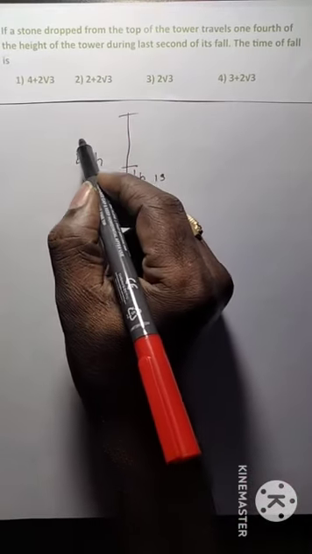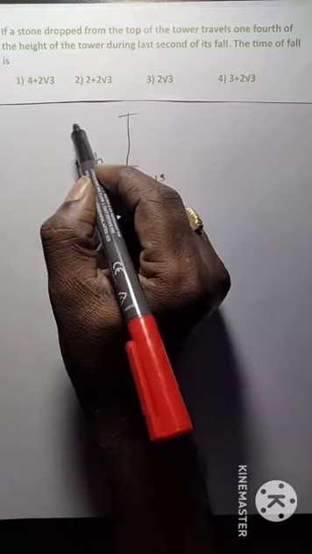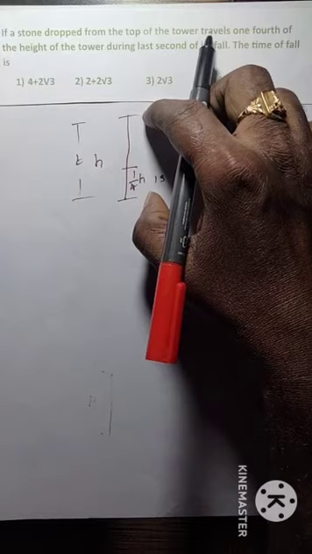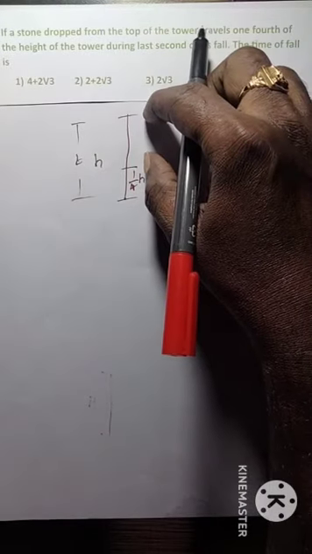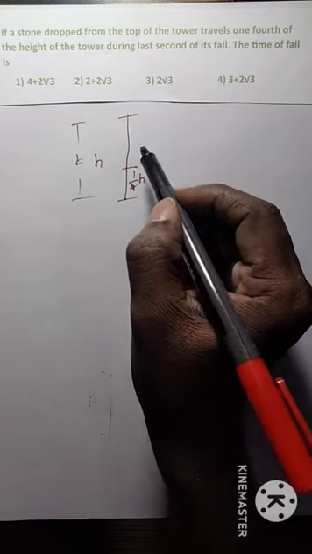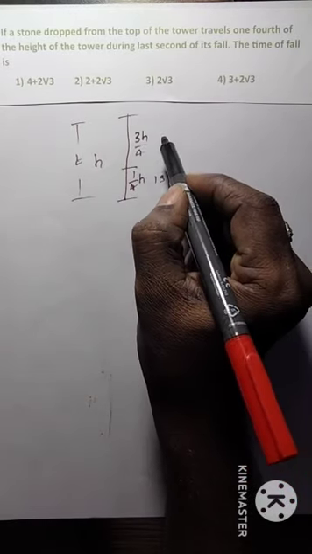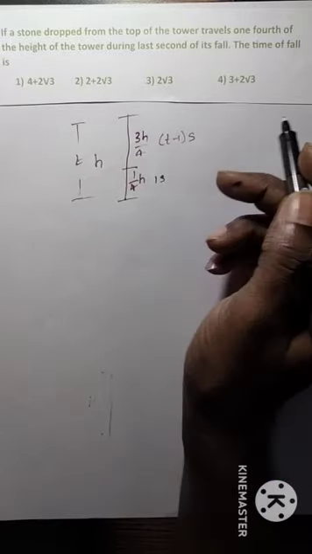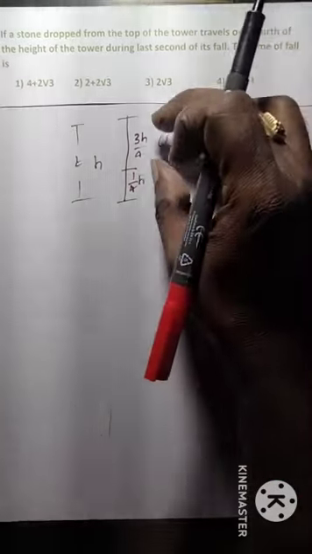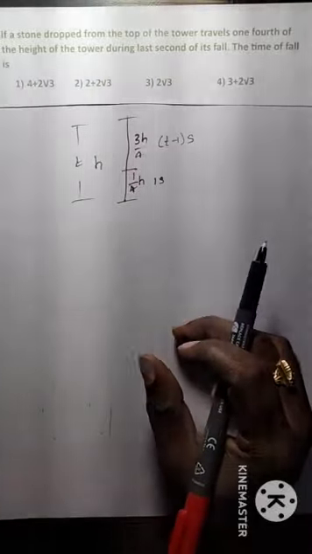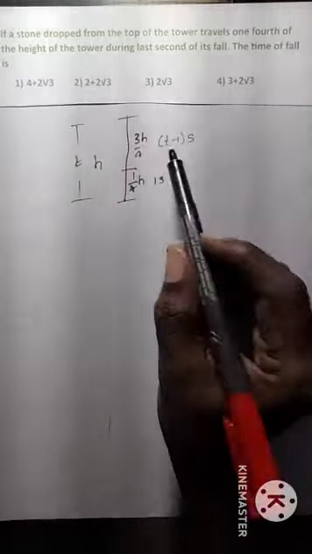And we are taking the total time taken by the stone to reach the ground as time t. Then from here to here the total time is t. Then what about this one? From here to here, the remaining height is 3h by 4, and the time taken is t minus 1 second. So in t minus 1 second it is covering 3/4 of the height, then in 1 second it is covering 1/4 of the height. So from this we have to find the time, how much time it is taking to reach the ground. Time of fall we have to find.